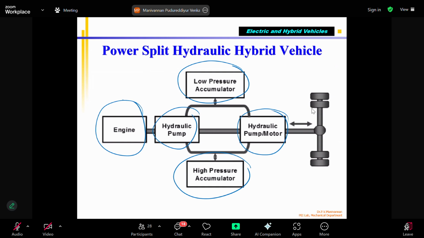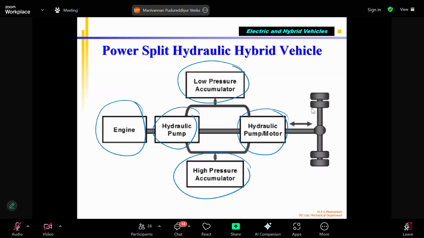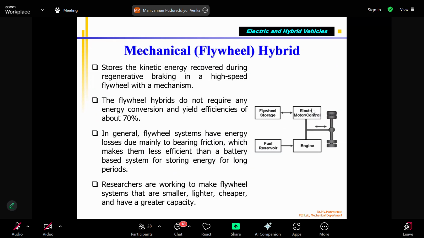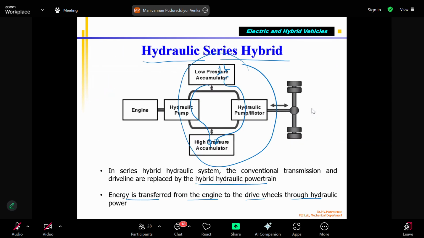Being hybrid means definitely there is an IC engine, no doubt. Okay. Then the last point I just wanted you to note: the same thing, this hydraulic series or parallel, can be replaced by pneumatic also.